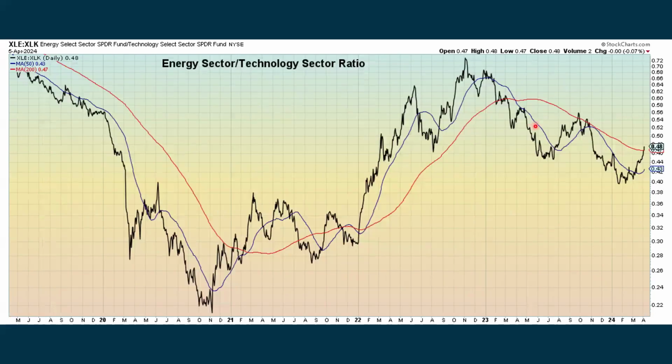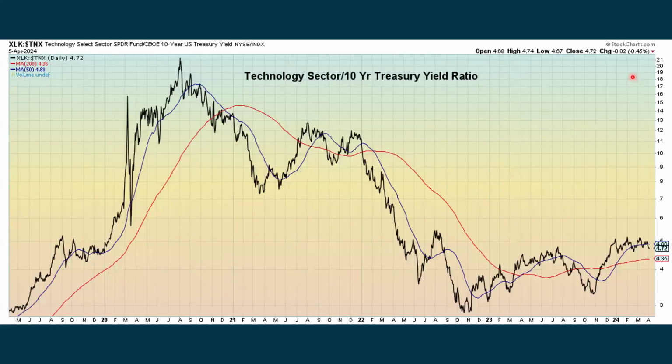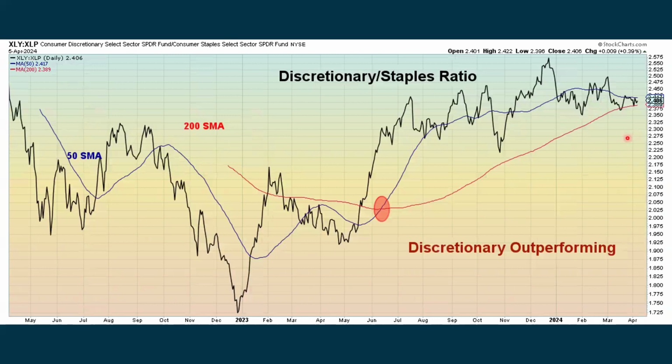And then we look at energy, which is in a downtrend longer term, but since oil prices and the energy sector has been seeing a rebound, it's really coming back up, but not enough yet to give us a golden cross here. Then we look at the growth areas and compare them with the price of bonds, showing how growth stocks continue to outperform. We look at the tech sector and compare it to the 10-year yield, showing how the tech sector is outperforming. Here's an inverse showing how the 10-year yield has been underperforming.